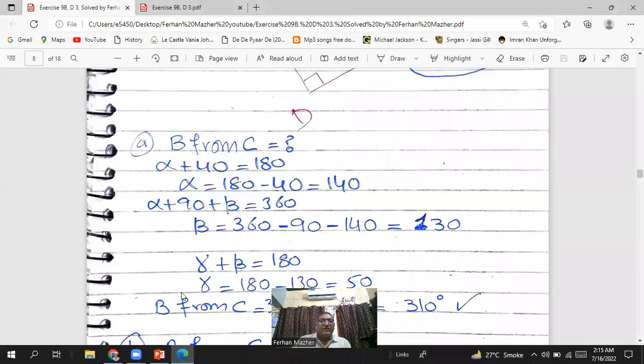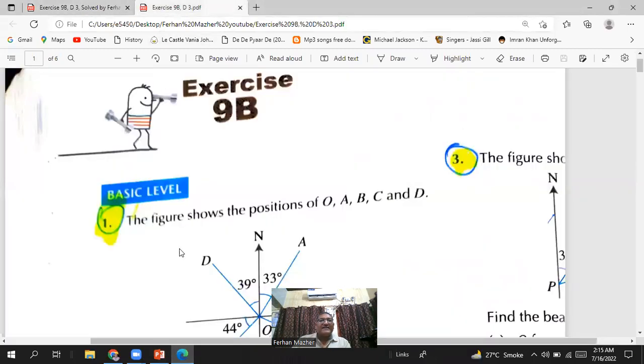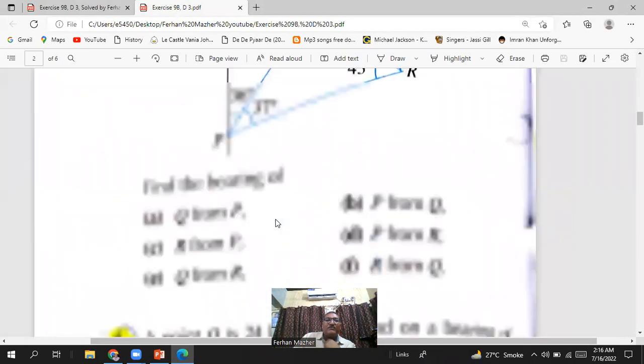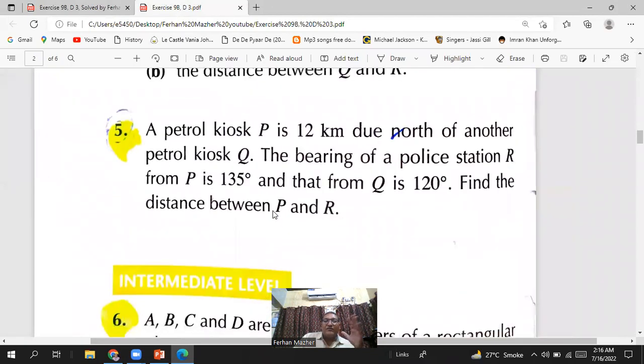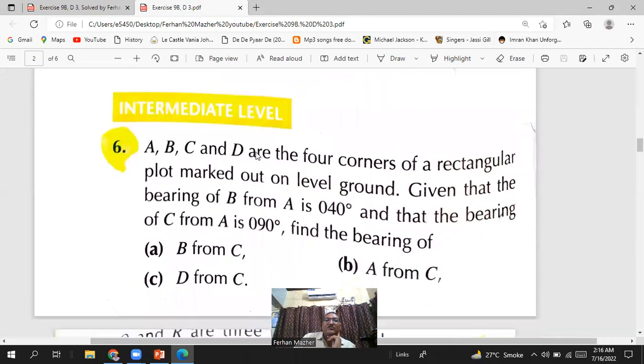So here we go. The exercise is 9b from the book D3, New Syllabus Mathematics, 7th edition. Question 1 to 5 we have already done. Now we are going to attempt question number 6. That question is showing up on your screen.